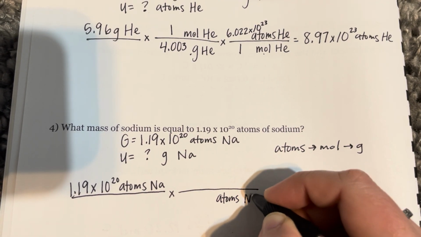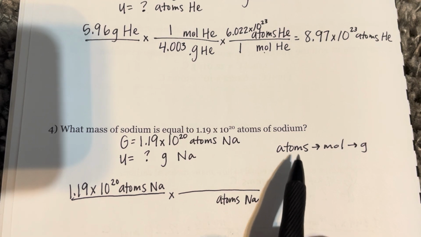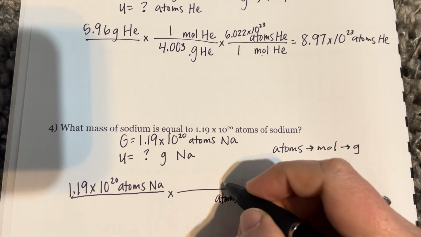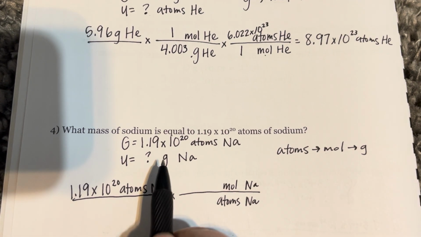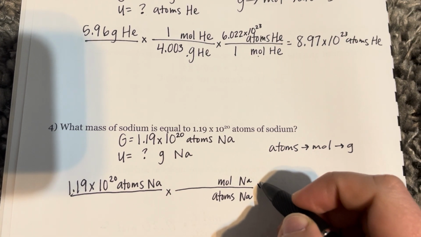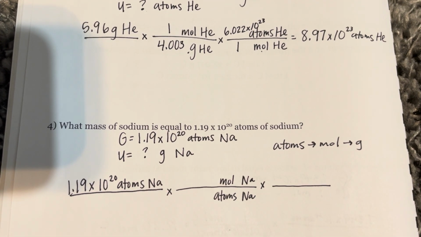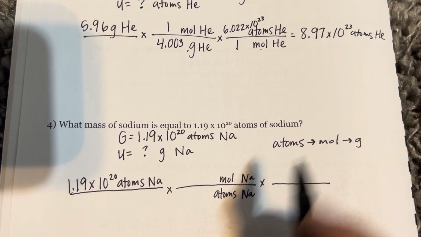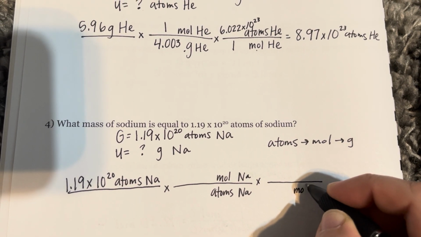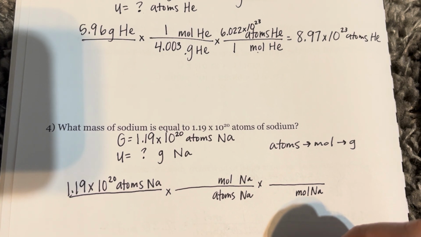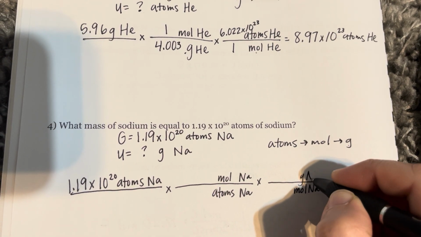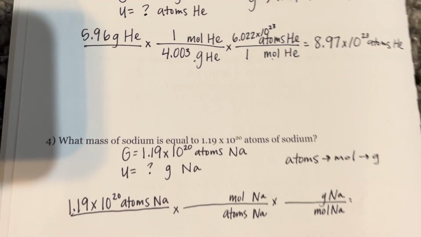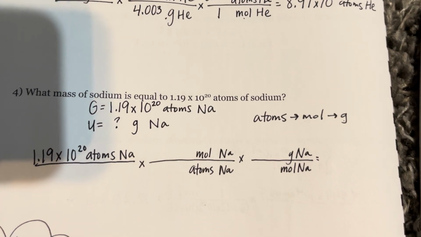Atoms of sodium. Okay, after atoms, it says I'm going to moles. So we're going to have moles of sodium. That's not what I'm trying to find, so I've got to keep going. Whatever was on the top of the previous one goes on the bottom of the next one, so we can cancel. Now that I'm at moles, I can go to grams. And now I just have to go back and fill in the numbers.